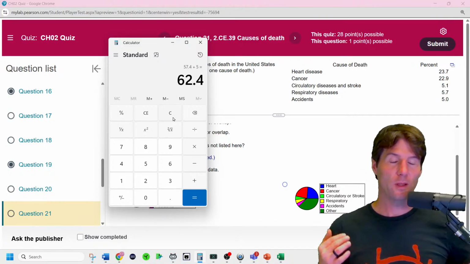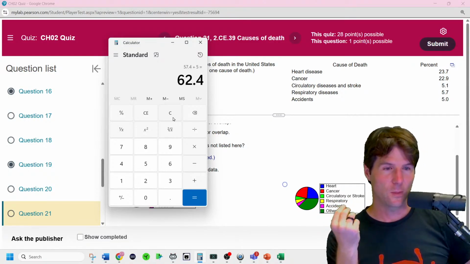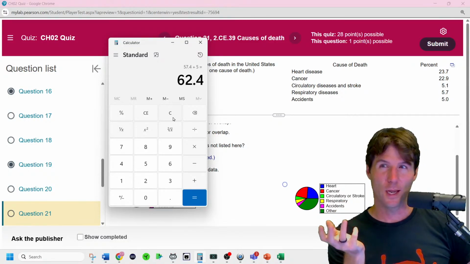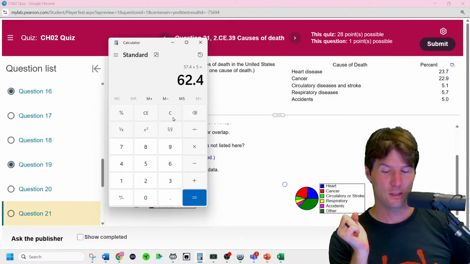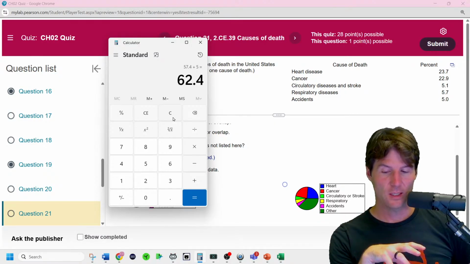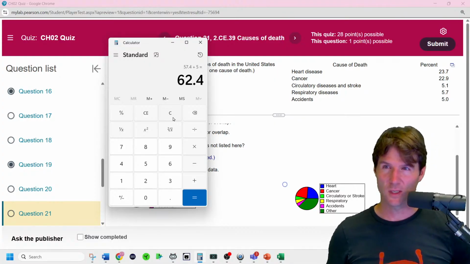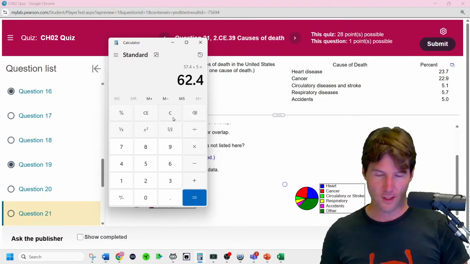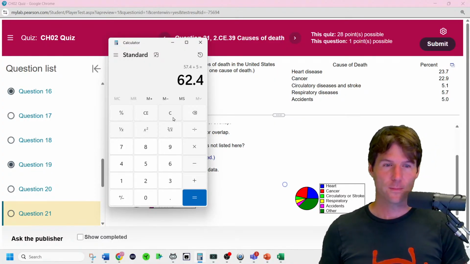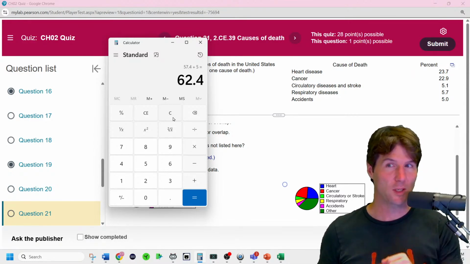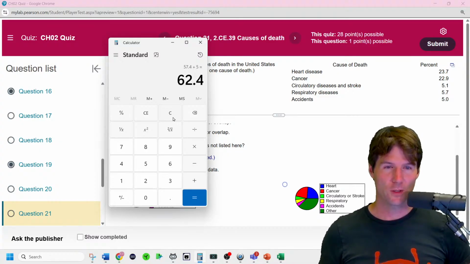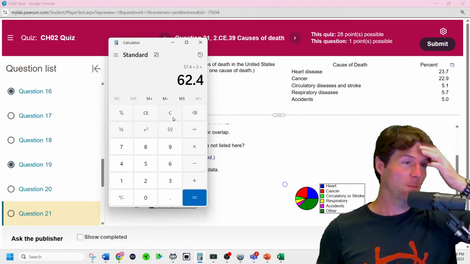So now what do we do? This is the amount of deaths listed. This is the percent of deaths listed. What should I do now to find out the percent not listed? So this is the percent listed from the table by summing up all the values. What should I do to find out the percent not listed, which is 37.6?